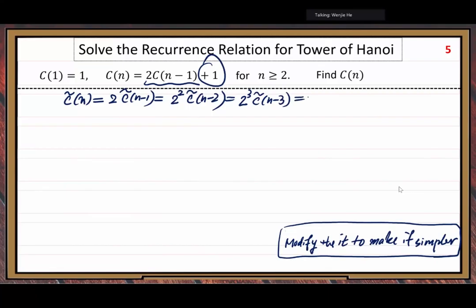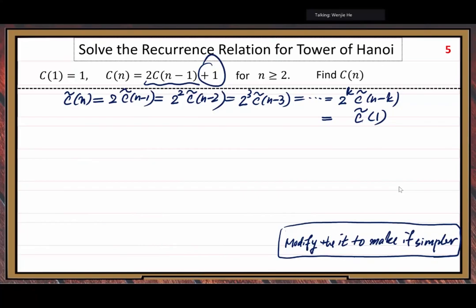For the general case, it should be 2 to the k times C tilde of n minus k. Then, what is the last k? The last k, because we want to have C tilde of 1. Inside parenthesis, when we reach the problem size 1, we should stop.